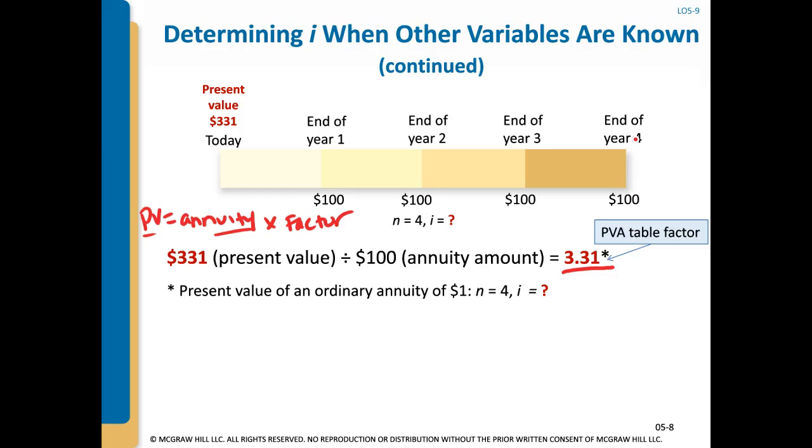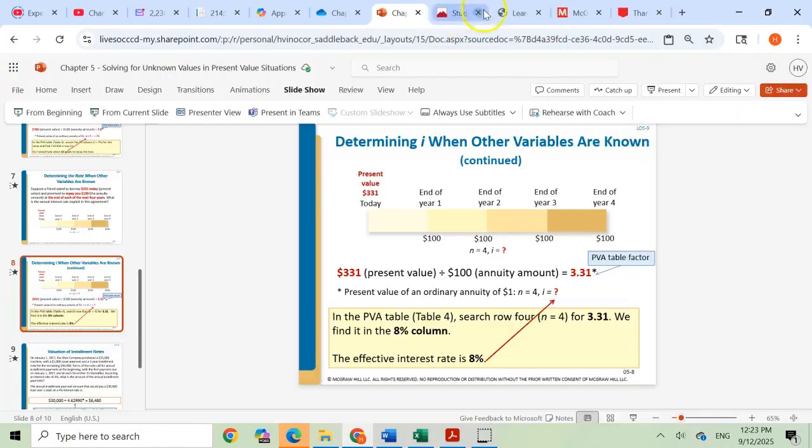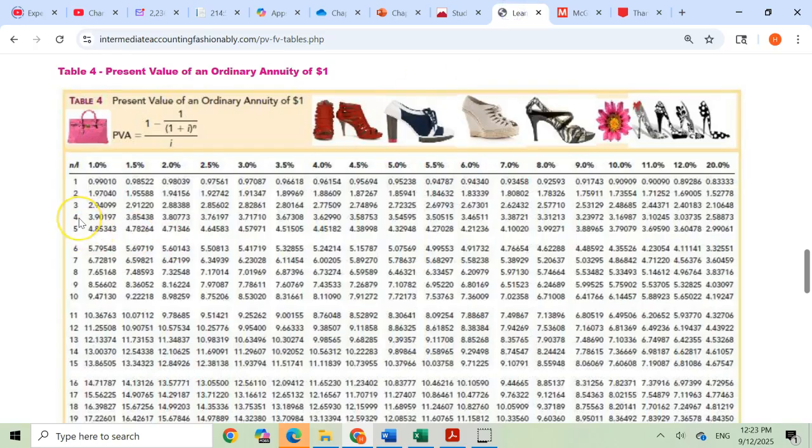So what I'm going to do is go to my present value of an ordinary annuity, look at the row that has n equals 4. I don't know which interest rate, but I'm going to look for a factor that most closely matches 3.31, and that will tell me what the interest rate is. So let's look at my factor table. Here's n equals 4, right? Here's my present value of an ordinary annuity, n equals 4. I'm trying to figure out the interest rate, and I'm looking for 3.31.